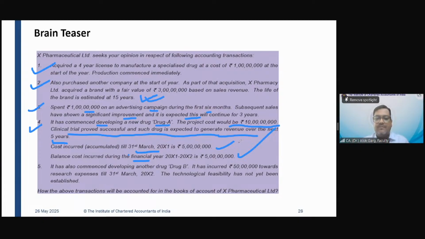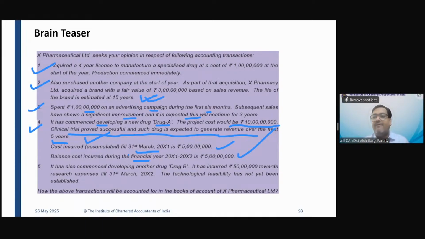Sir, earlier, while explaining the research phase and development phase, it was said that if it is not possible to separate out what is the research phase and what is the development phase, then we should treat it as a research phase and debit it to P&L. So here it is not the same case. No, it is not the same case. Why? Because in the question, it is specifically mentioned that the clinical trial proved successful.